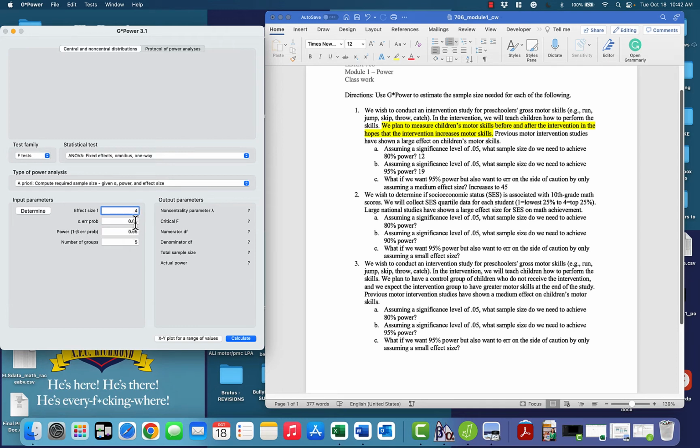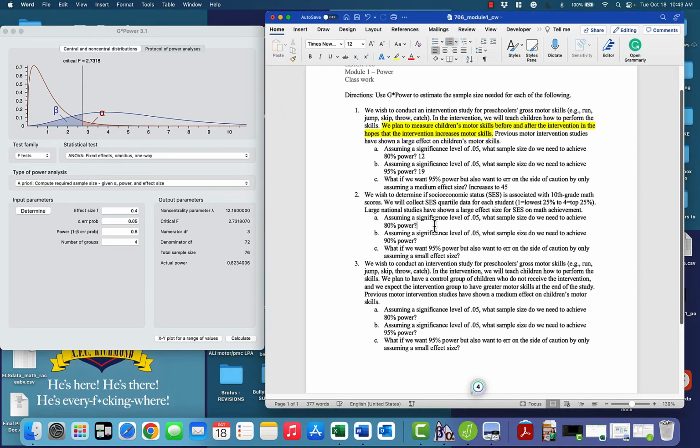And we've got alpha 0.05. We're starting with the rule of thumb of 80% power. All right, and number of groups would be how many groups or categories you have in your categorical variable. So with SES, we've divided it into quartiles, so we have 4 quartiles. All right, and when we calculate this, we see that we need 76 students to achieve 80% power.